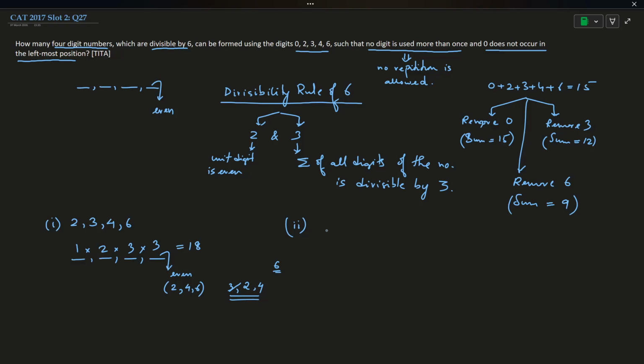Second case, when 0 is there and I have removed 6. So I have 0, 2, 3 and 4, right? What is the sum? The sum is 9. Now I have to make sure that this is even again. This place must be even. This can be even by 0, 2 or 4. So 3 ways. Again, this can be in 3 ways. This can be in 2 ways. This can be in 1 way. Again, principle of counting, guys. So 9, 18. But guys, here there is a catch.